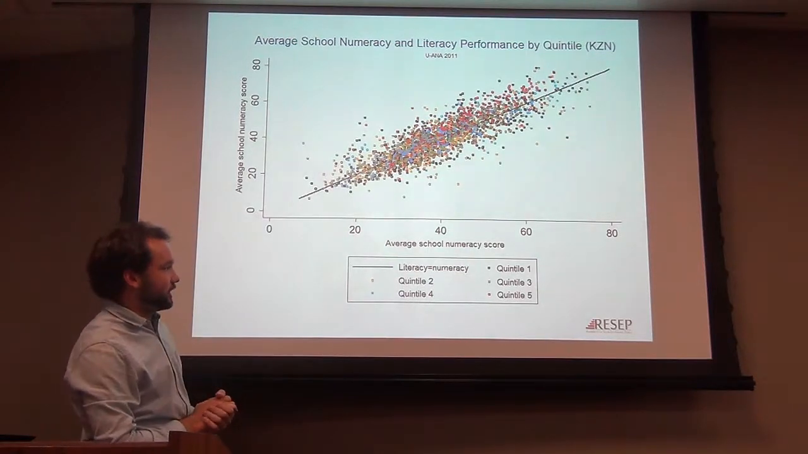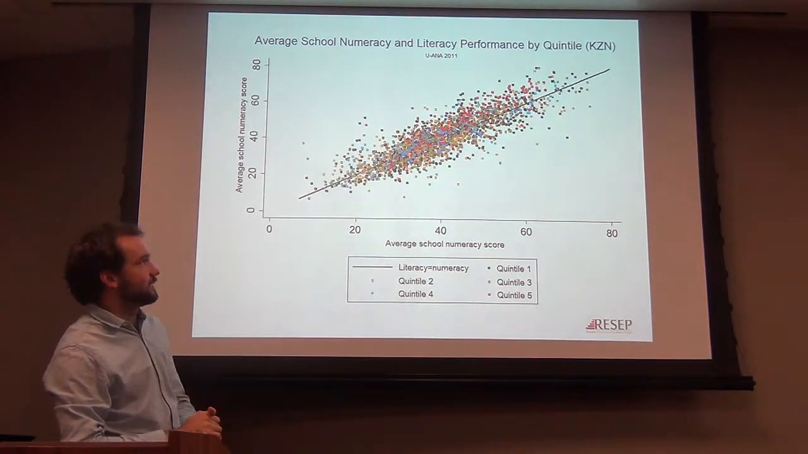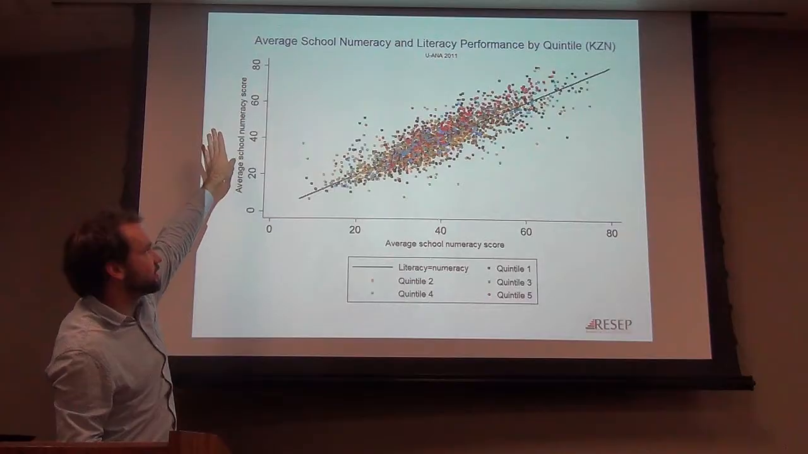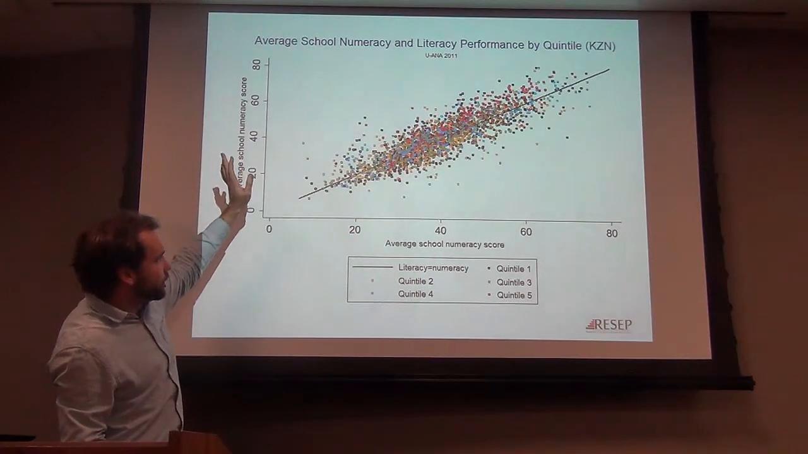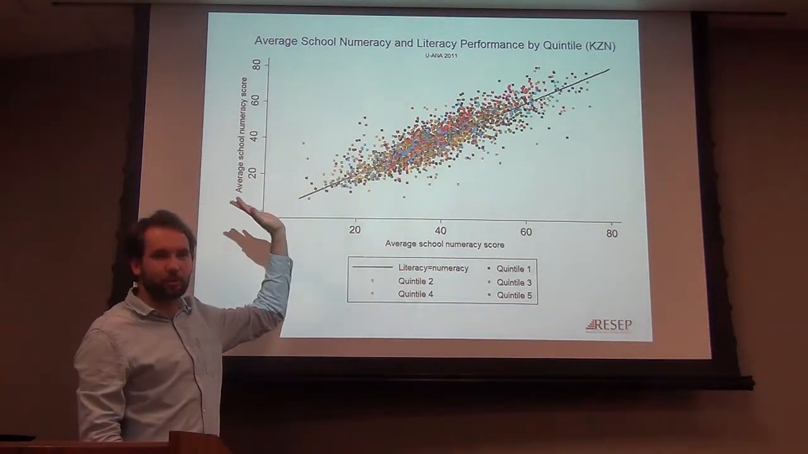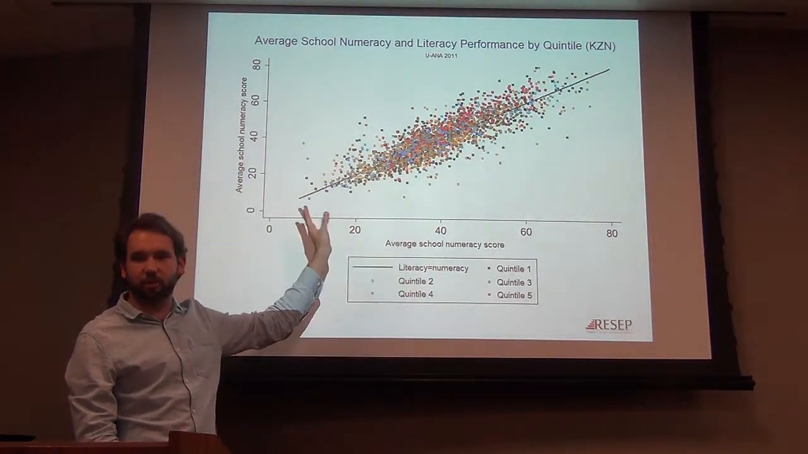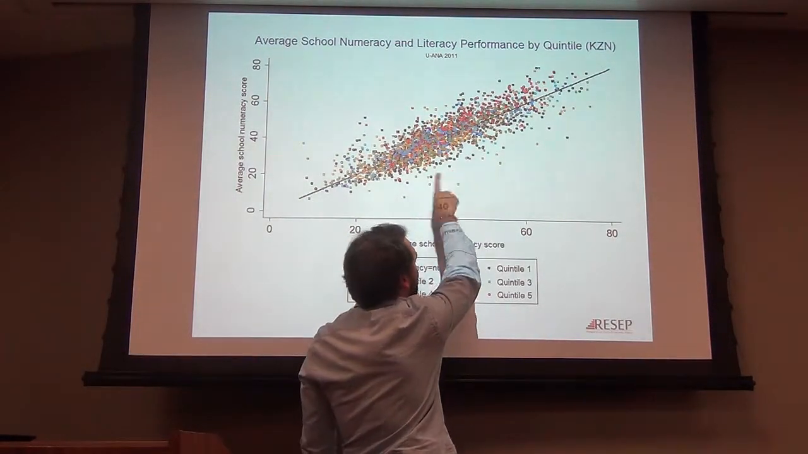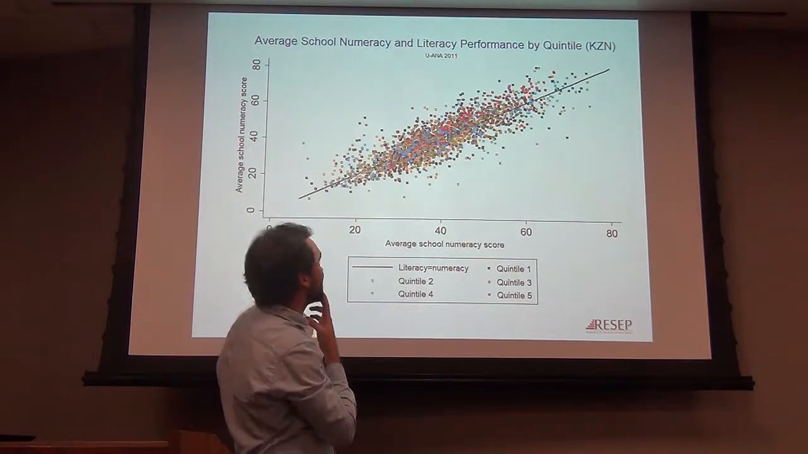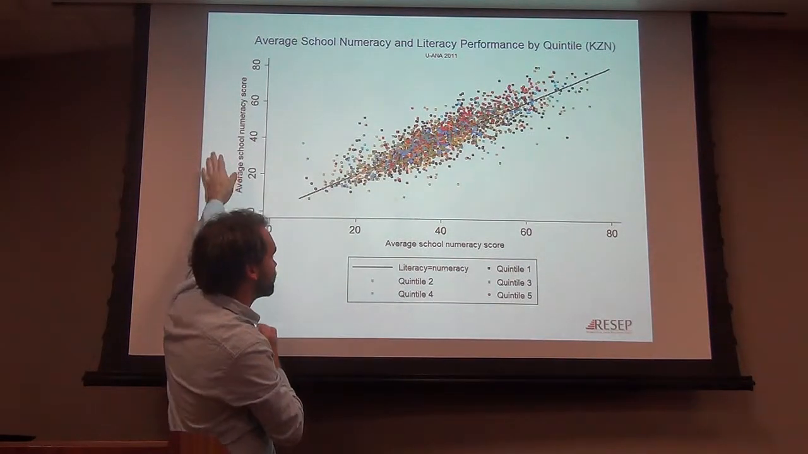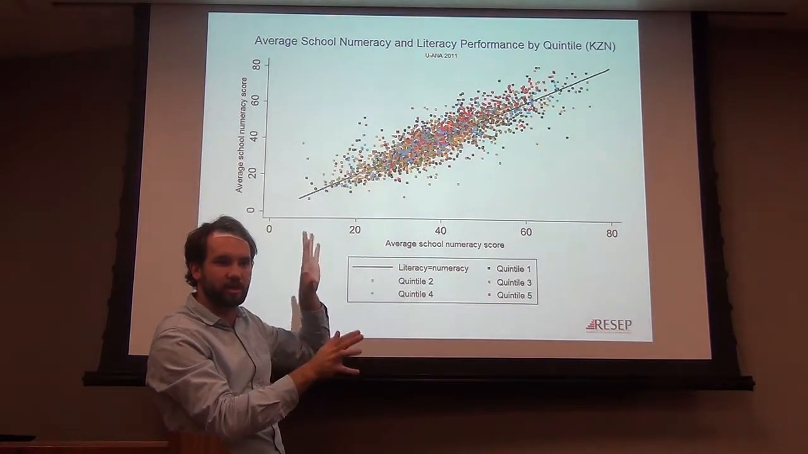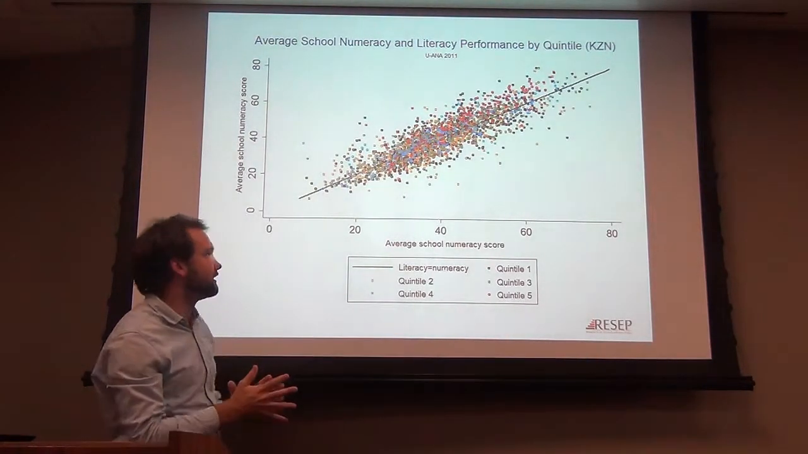Now this is the same picture, except now we are looking at KZN. This is actually literacy. I made a mistake in labeling this variable. But notice that it's a scatter plot. It's all over the show. It doesn't look like there's a systematic trend of quintile 5 schools being much better than the lower quintiles. And it also doesn't look like we have much higher literacy performance than numeracy performance. There are less clear patterns here.